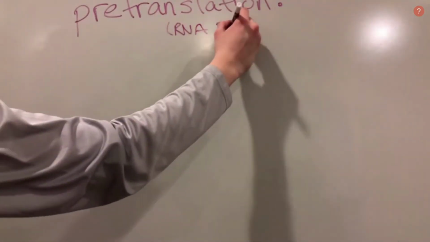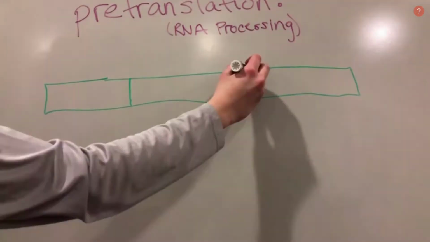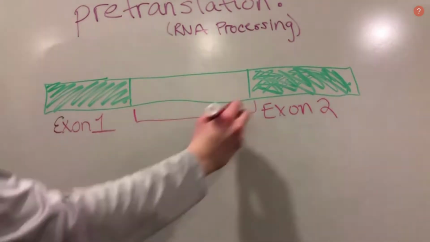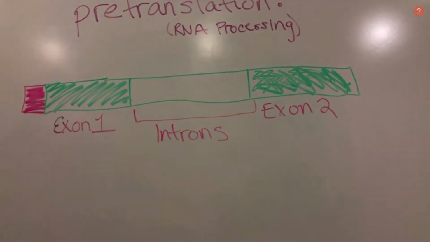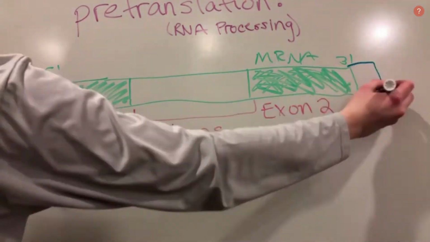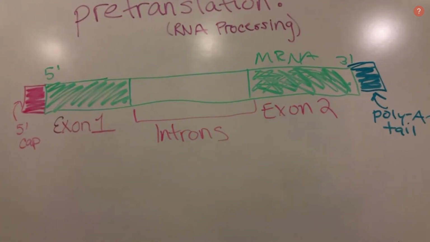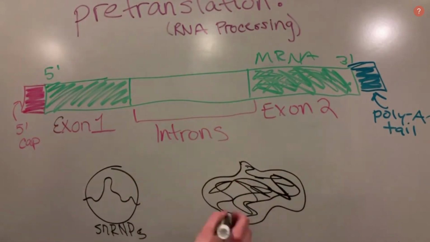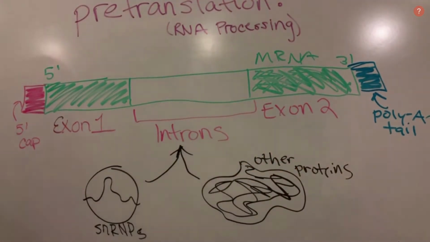Before translation can occur in eukaryotes, the mRNA strand must go through a pre-translation phase, also known as RNA processing. There, a 5' end cap and 1 poly A tail is added to the 3' end. Be sure to remember that the pre-mRNA is released soon after the polyadenylation signal is transcribed.